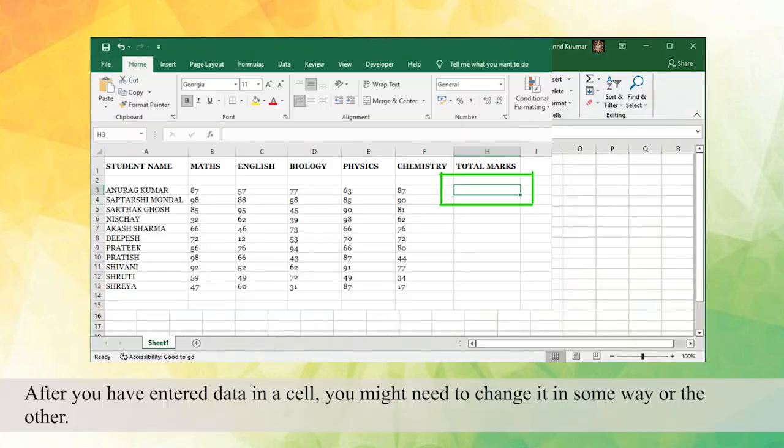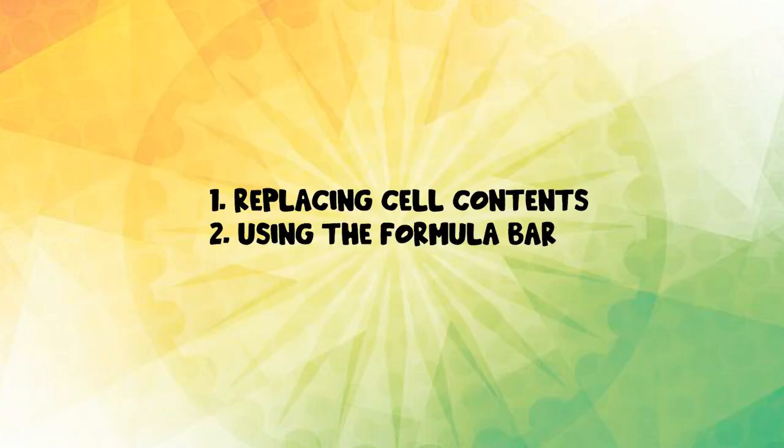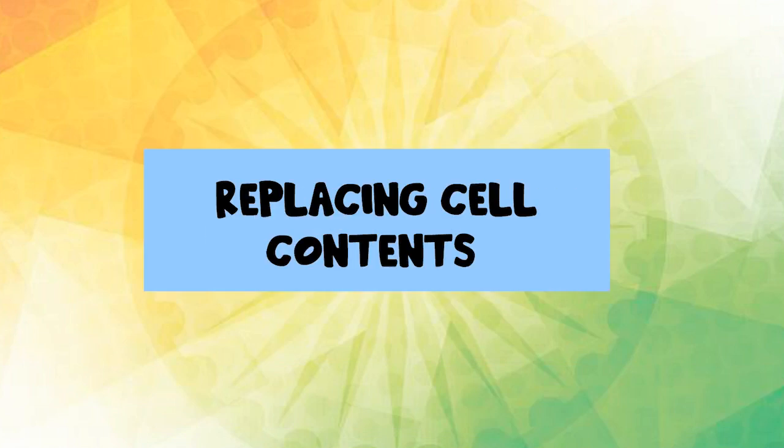Changing cell contents. After you have entered data in a cell, you might need to change it in some way or the other. The process of changing the data, either partially or completely, is known as editing. Cell contents can be edited in two ways. 1. Replacing cell contents. 2. Using the formula bar.